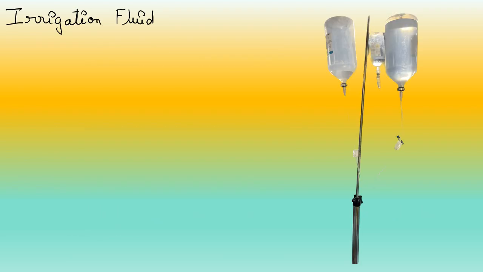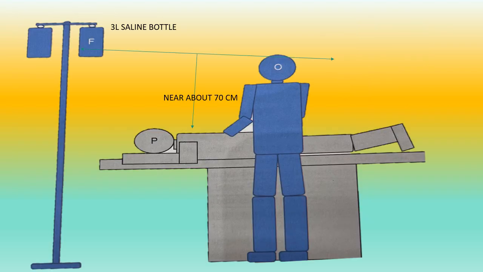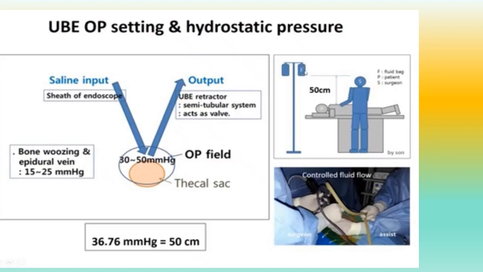This is our setup. 3 liters saline. This is the height. This is input and output. The more important thing is the output channel should be unobstructed. If it is obstructed, the fluid will accumulate here, blood will not be washed out, and your field will not be good for operation, and you may create complications. So it is very important.